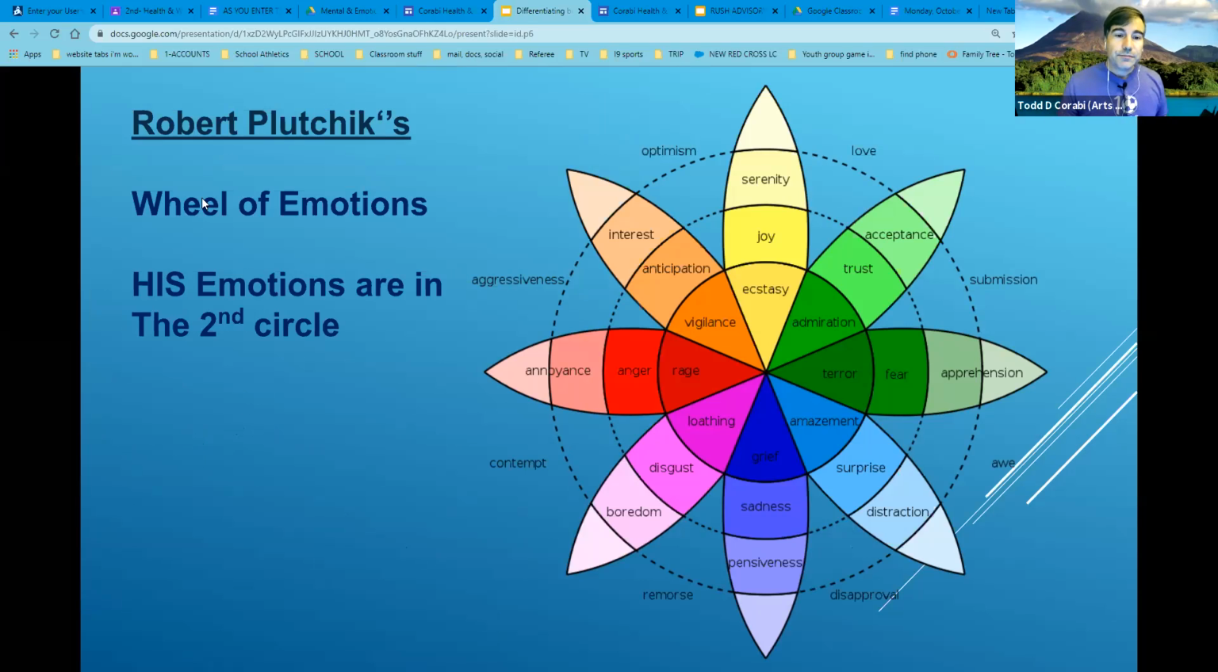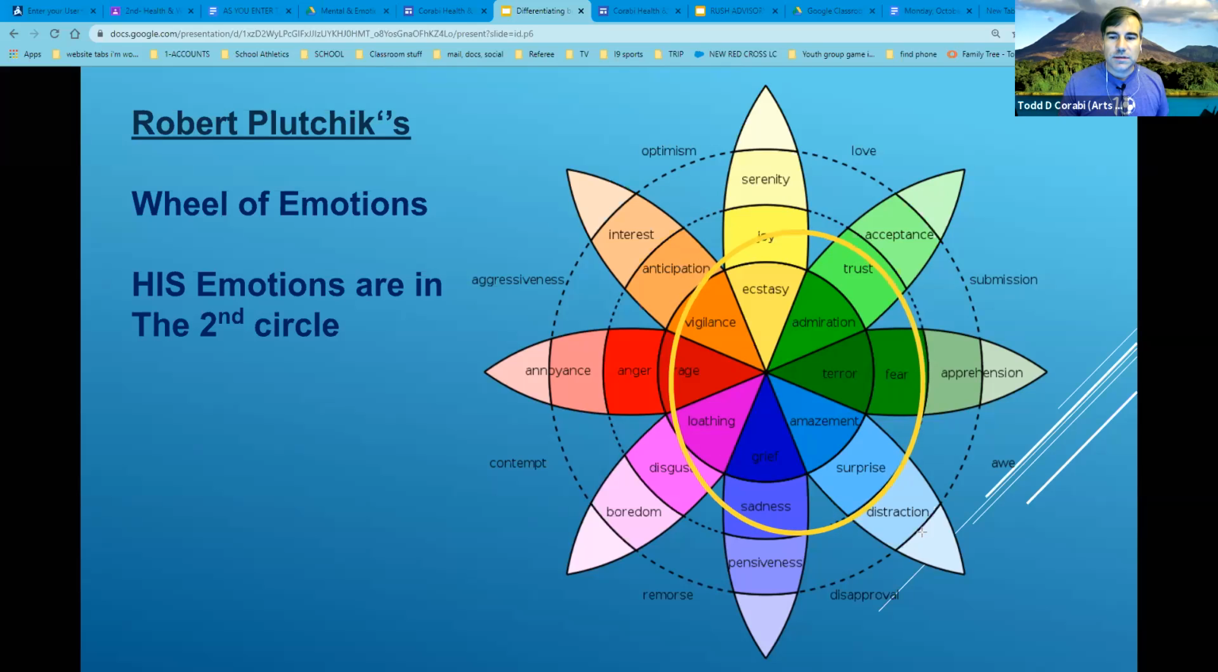All right. Robert Plutchik made this wheel of emotions. It almost looks like an art palette of some sort of different colors. And his wheel of emotions are in the second circle. So if I can annotate those for a second, I'll just put a circle around his circle. So well, it's not really there, but you get the idea. There it goes. So a circle around his circle.